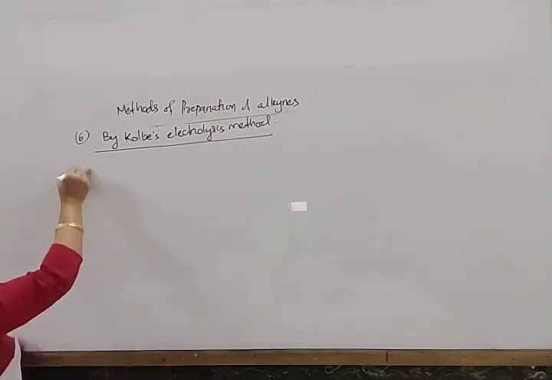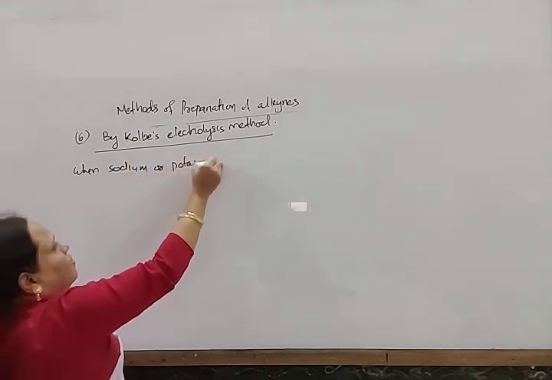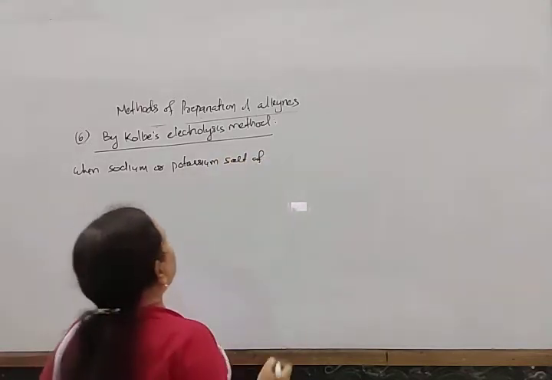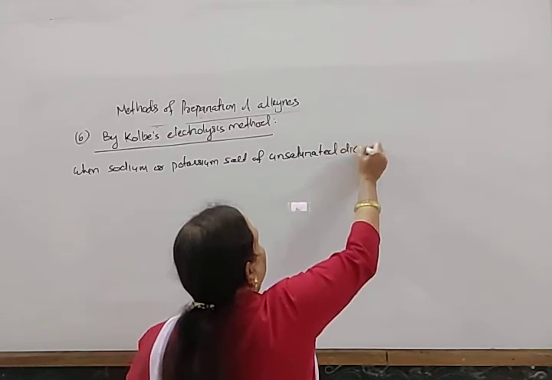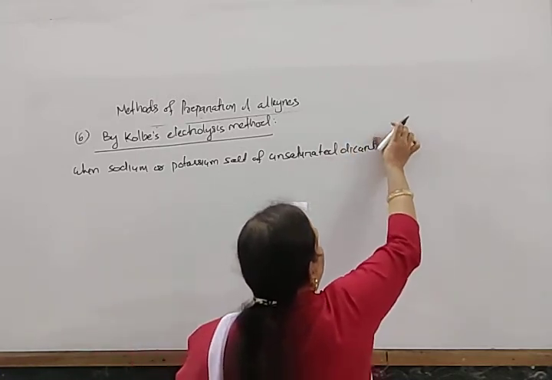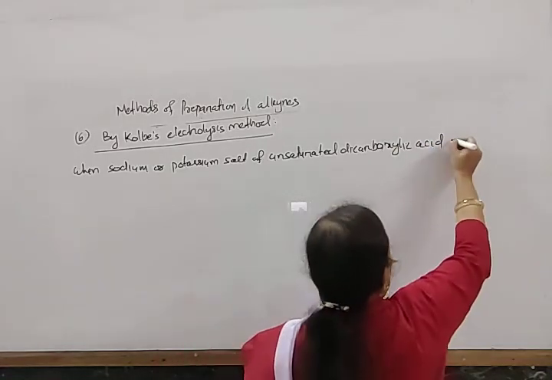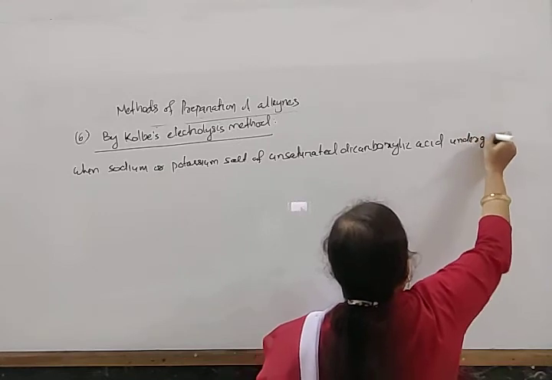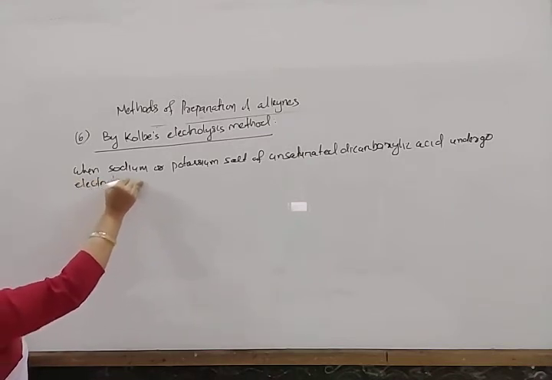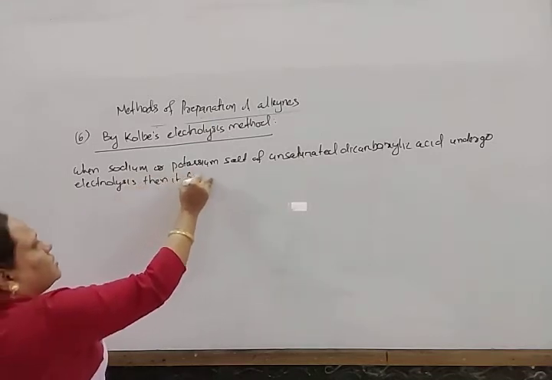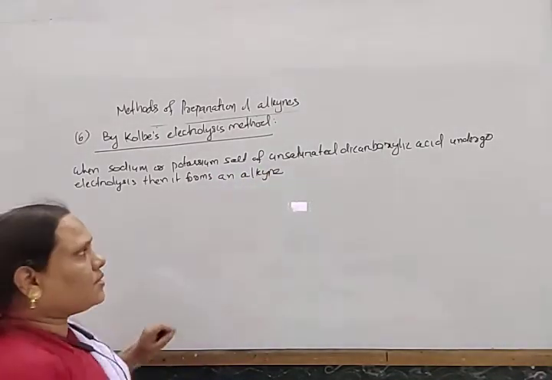So when sodium or potassium salt of unsaturated dicarboxylic acid undergoes electrolysis, then it forms an alkyne. So these two COOH groups should be adjacent to each other.